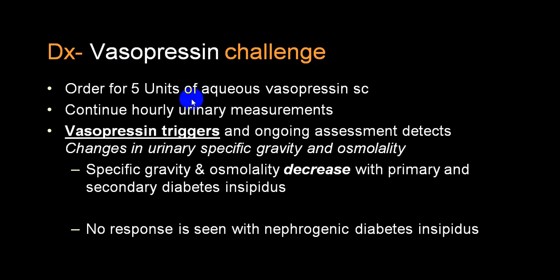In a vasopressin challenge test, you give 5 units of vasopressin by nasal spray, and if the urine specific gravity starts increasing, it is in favor of central diabetes insipidus. So look at the urine specific gravity and osmolality. If it does not increase and remains low, then it is nephrogenic, and in nephrogenic there will be no improvement.